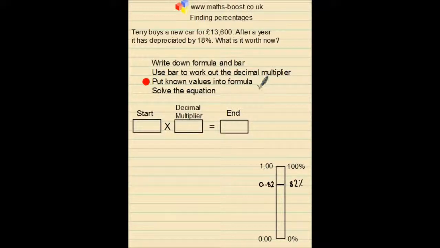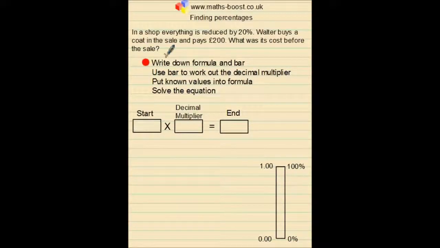Step 3, put known values into the formula. Well, the decimal multiplier we found to be 0.82. And Terry started with £13,600. Step 4, solve the equation. And again, this is straightforward with a calculator, and I get £11,152.